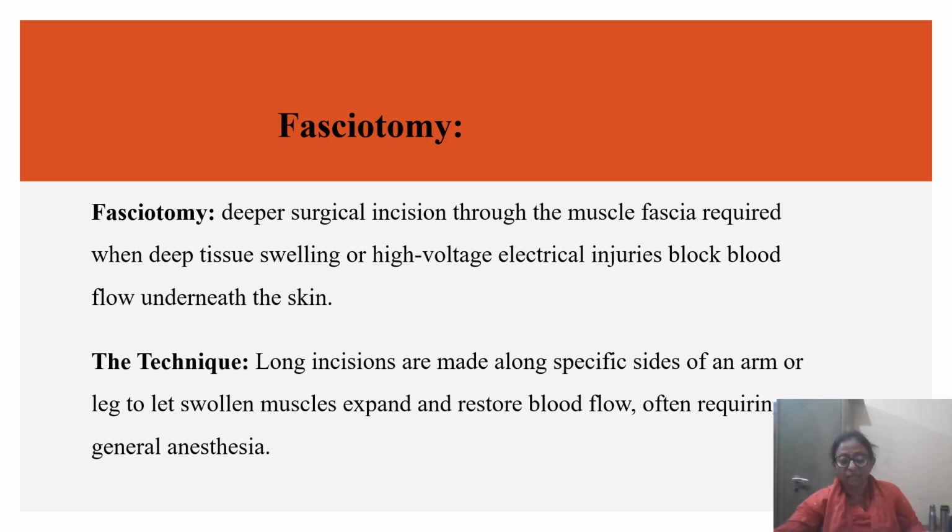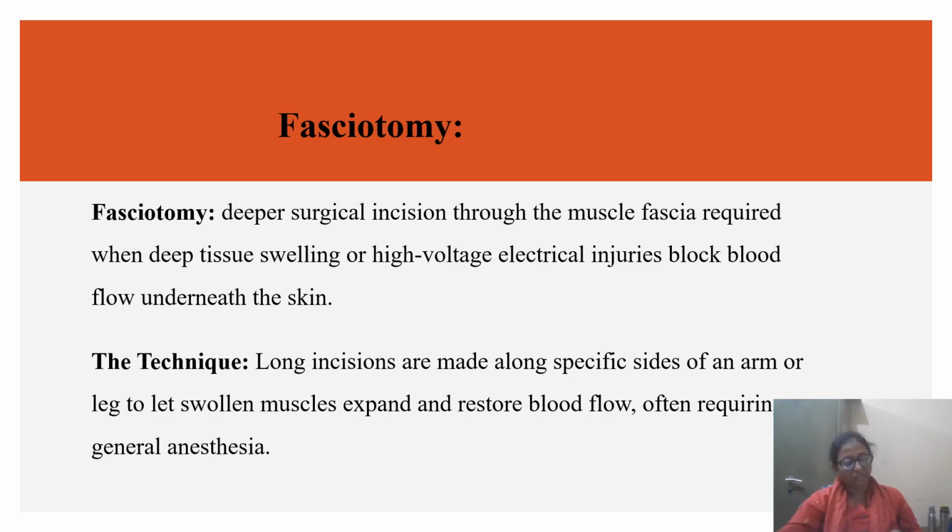Then comes the fasciotomy. Fasciotomy is the deep surgical incision through the muscle fascia required when deep tissue swelling or high voltage electrical injuries block the blood flow underneath the skin. In the technique, long incisions are made along the specific sides of an arm or leg to let swollen muscles expand and restore the blood flow, often requiring general anesthesia. So these are the two main surgeries done in burns.